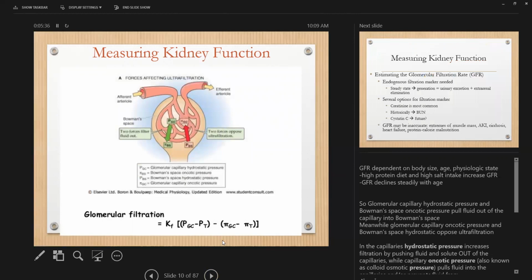So here's a cool little filtration equation down at the bottom. I do not expect you to have this memorized, so don't do that, okay? But this total picture here helps explain how this actually happens and where it all happens.